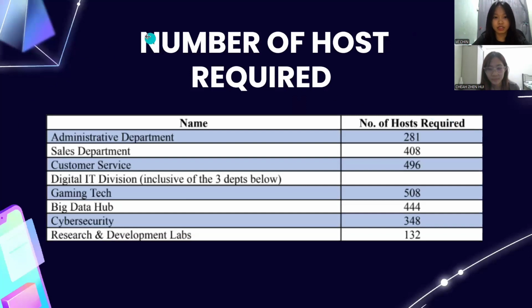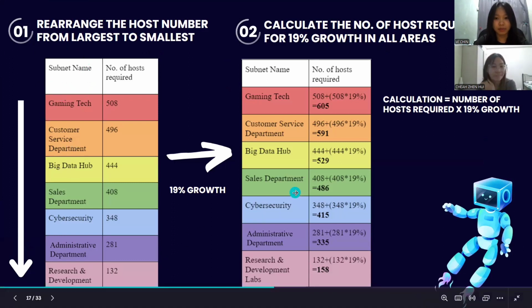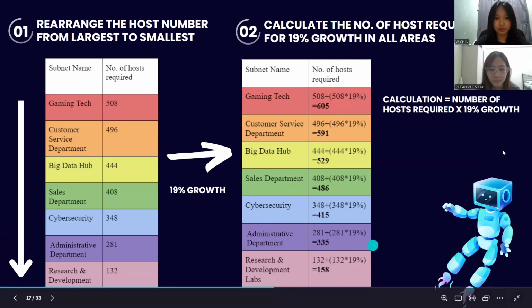So this is the number of hosts required from the scenario. First, we need to rearrange the host numbers from largest to smallest. The largest will be the Game Tech, and the smallest will be the Research and Development. Next, we need to calculate the number of hosts required for future growth in all areas. The calculation will be the number of hosts required times 90% growth. So these are the results.